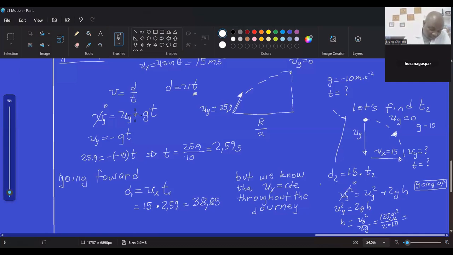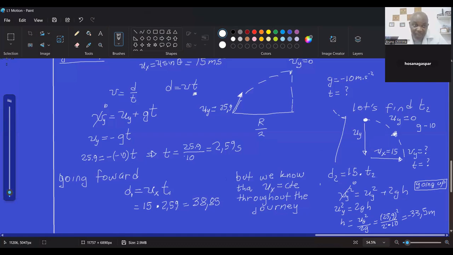So it's 25.9 squared divided by 20. In fact, we can say minus 20. It's a negative, so we get that the height this ball went up is minus 33.5. Minus because it's working against gravity. It's going up 33.5 meters.